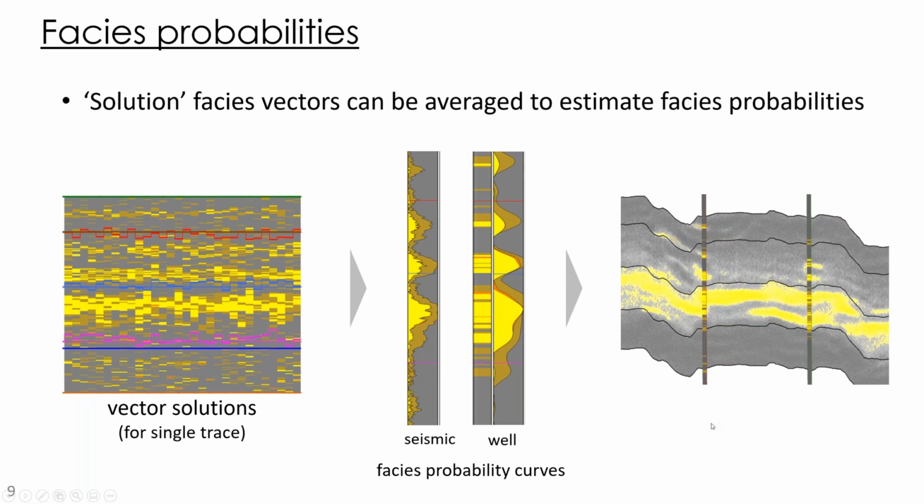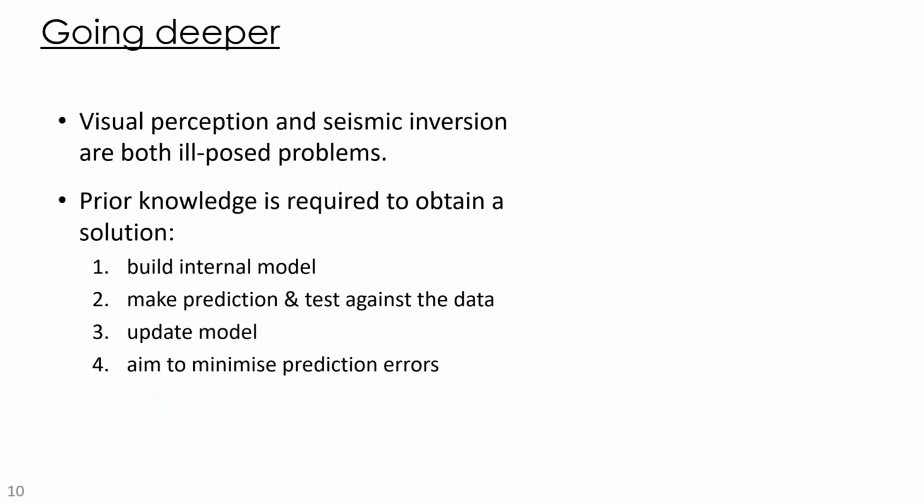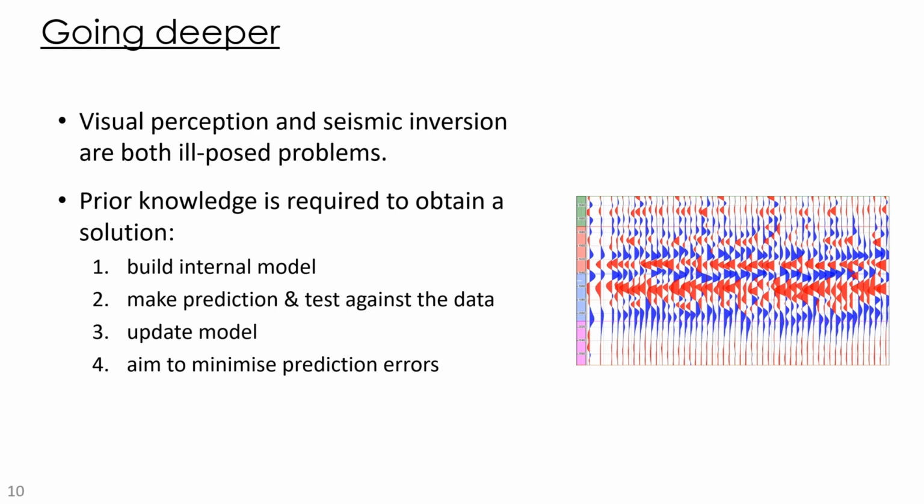So visual perception and seismic inversion are both ill-posed problems. We need some prior knowledge to obtain a solution. So the broad process is to build an internal model, make predictions, test them against the data, update the model, with the overall aim of minimizing prediction errors. Now, the next question, though, is, can we improve that process? What can we do to make it better?